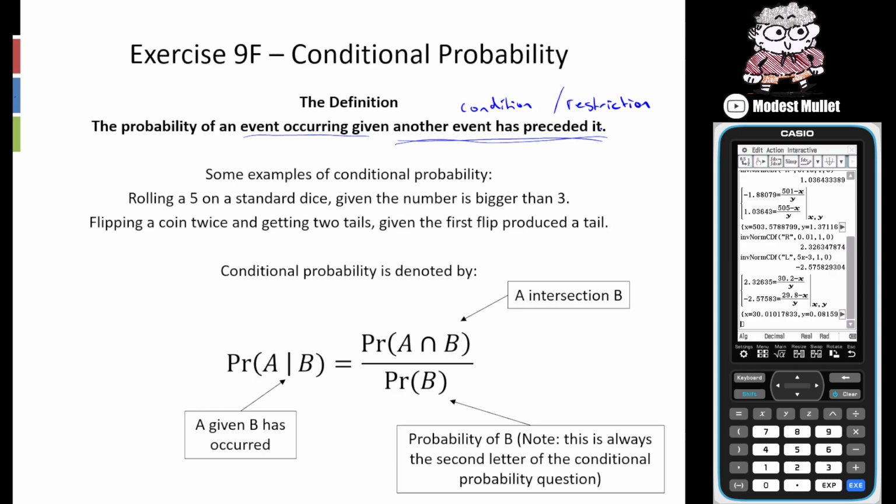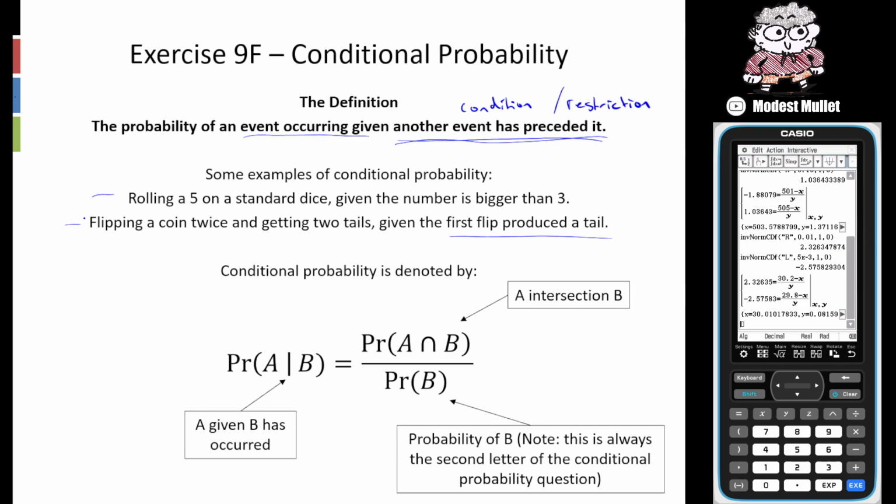So another example there is rolling a 5, given you know the number is already bigger than 3, or flipping a coin twice and getting 2 tails, given the first flip produced a tail. So there are some real life examples of a conditional probability statement.